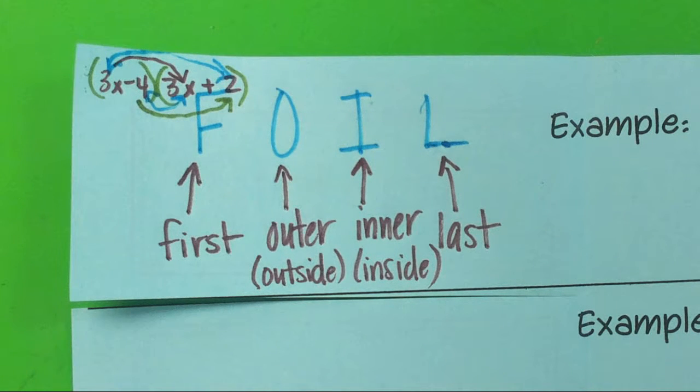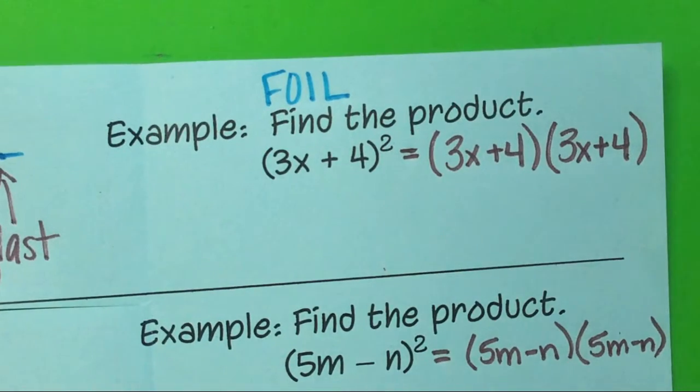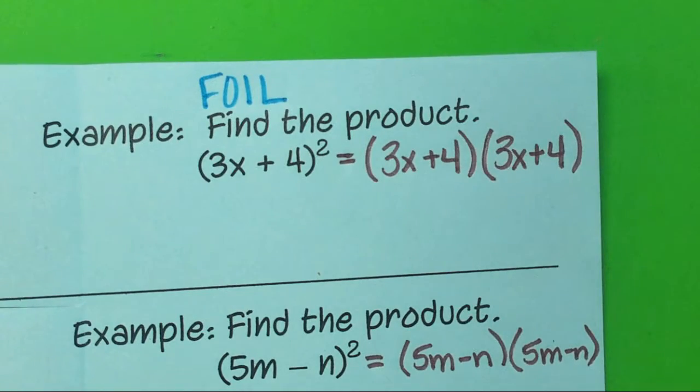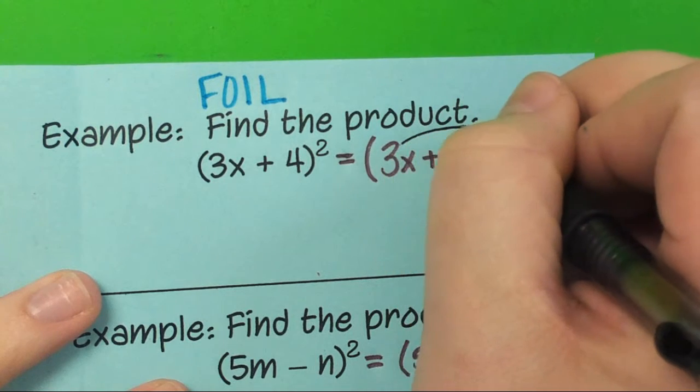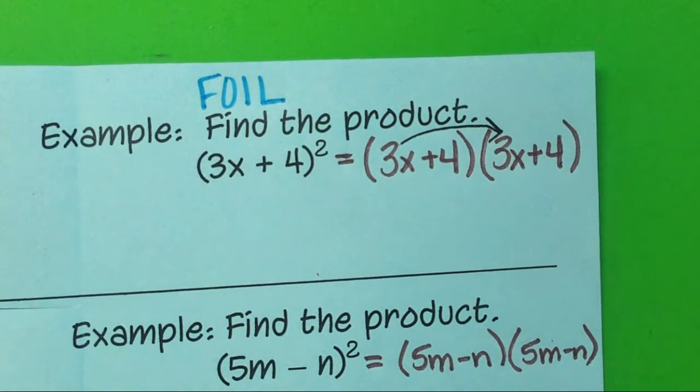Okay, so I'm going to try to do a better job. And I'm going to have 4 colors, 1 for each letter, because first, outer, inner, last. That's 4 colors. If you want to keep your life colorful like me, that's fine. If not, whatever. Okay, so for first, I'm going to do black. I'm going to multiply the two first terms together.